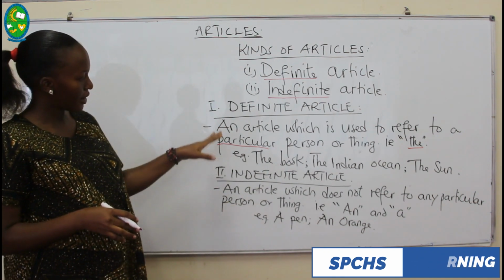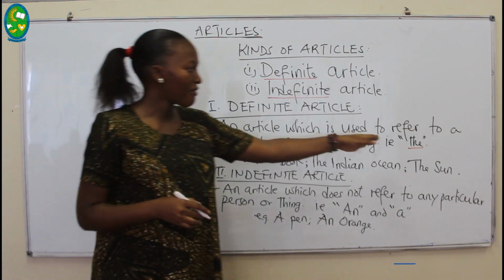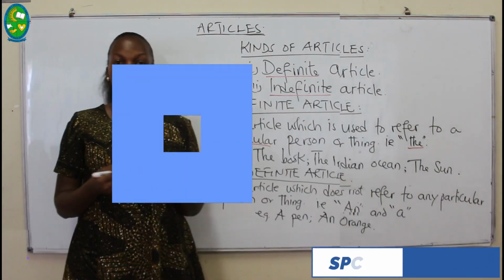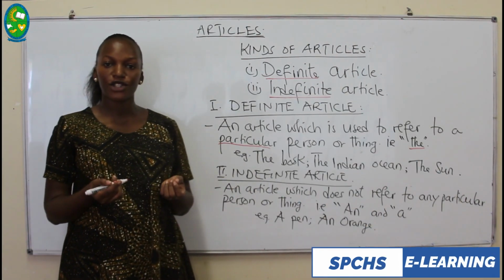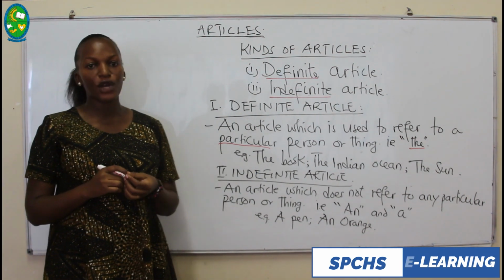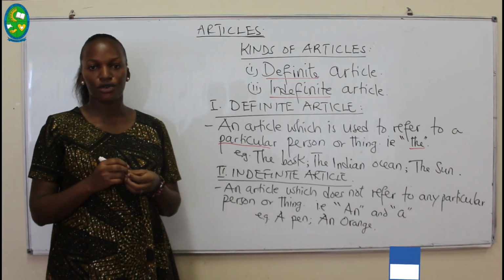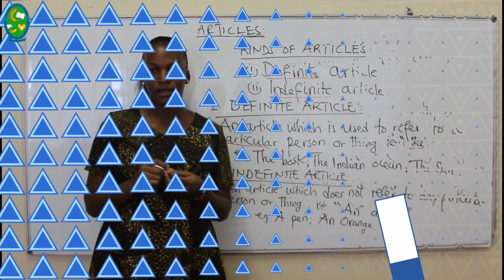So therefore, these are the types of articles we have: the definite article, we have the, and the indefinite article, we have an and a. Therefore, as far as articles are concerned, we have the definite article and the indefinite articles. And we have only one definite article, which is the, and two articles which fall under the indefinite article, which are an and a.